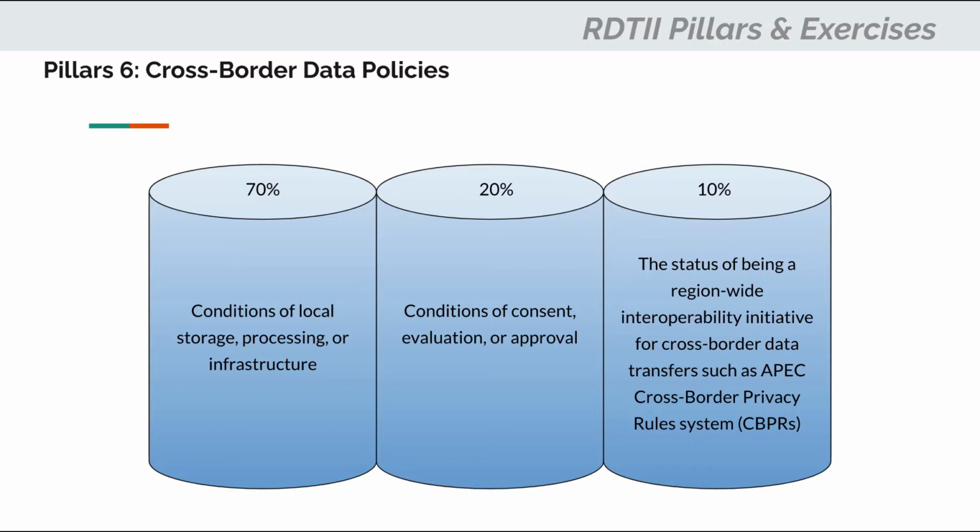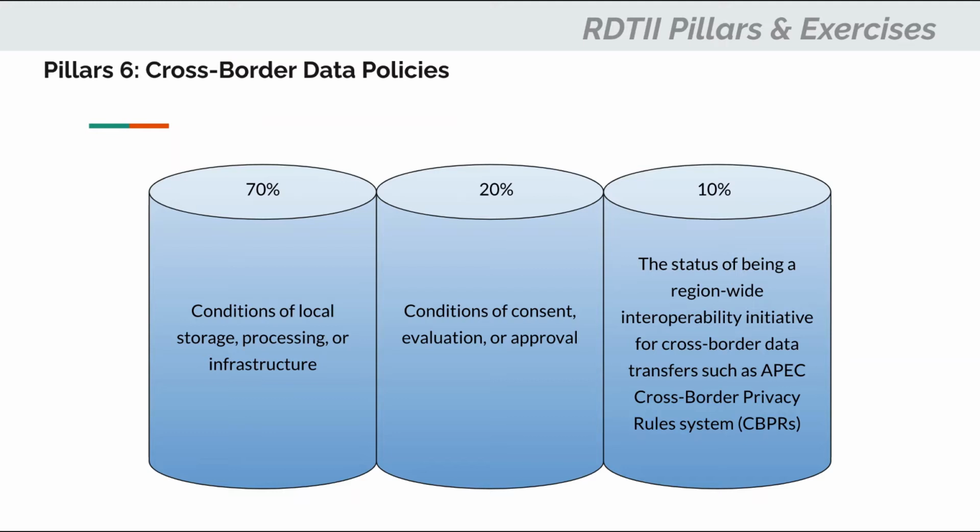The first subpillar, conditions of local storage requirements, is regarded as more restrictive, because the conditions not only incur cost as businesses are required to store, process, or build an infrastructure for data within the economy in order to transfer them abroad, but also fail to promote data privacy and data protection, which increases digital trust. This is because the local storage does not address how data subjects' data is to be actually used abroad.